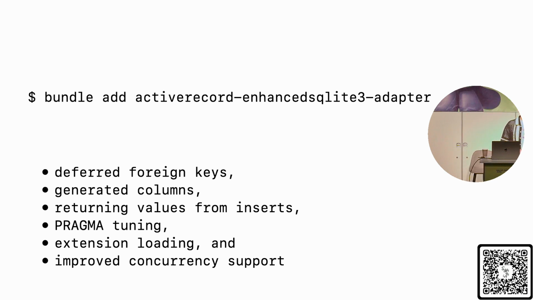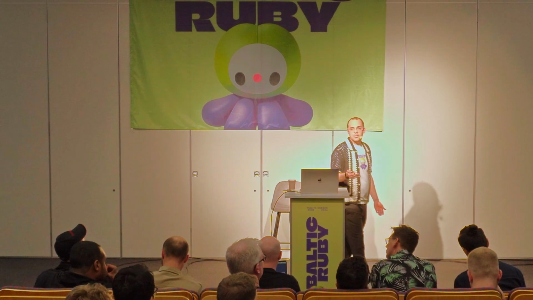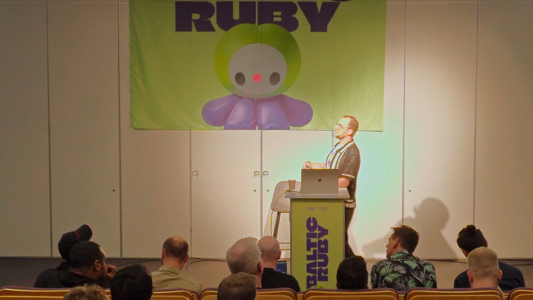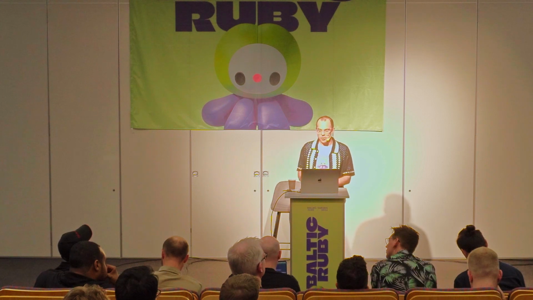I'm going to move more quickly now. You can have deferred foreign keys. This is something you might not have ever known about. You don't really know about it until you need it, but when you need it, you really need it. SQLite supports it. Active Record doesn't yet support it with SQLite. They will soon, and they do through the gem.